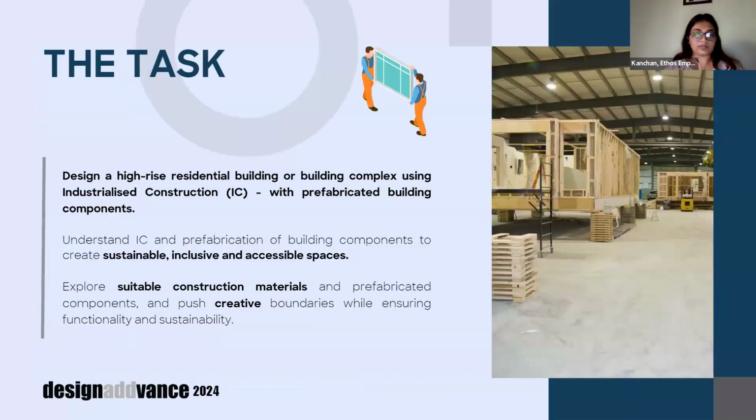So the task for you for the purpose of the Designaddvance competition would be to design a high-rise residential building or a building complex using industrialized construction with prefabricated building components. So the first step for you would be to understand industrialized construction and prefabrication of building components to create sustainable and inclusive and accessible spaces. And the second thing that you would need to do is explore some suitable construction materials, because not all of the conventional methods that we use for construction can be applied here. So you might also have to think of and research some newer materials, and you really have to push your creative boundaries.